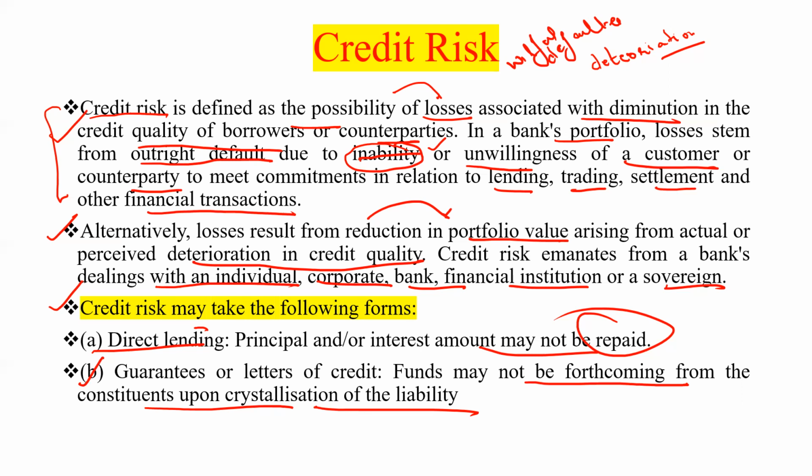If you are giving the guarantee on behalf of any firm, you are taking some security. So liquidation of that security is also going to take place. So credit risk, first one is direct lending, second one is guarantees or the letter of credit.